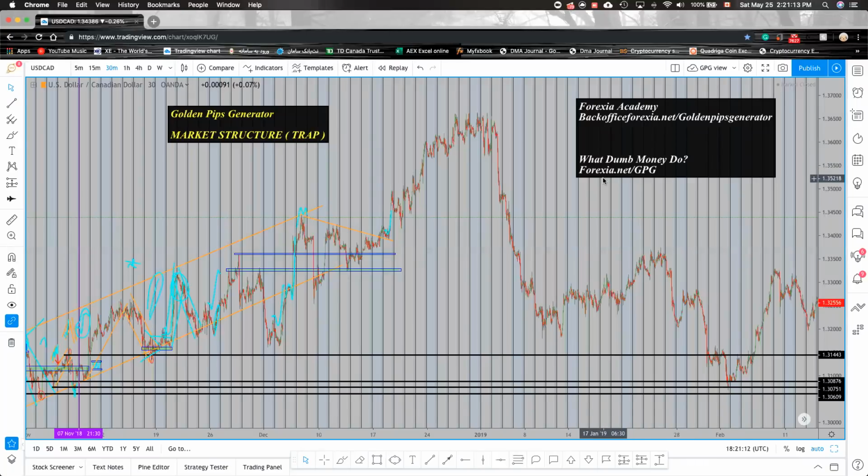Backtest this lesson. If you have any question, let me know in the chat. I'll be happy to help you guys understand these things more and more. Stop giving away your money. If you don't know this stuff, I highly suggest you do not trade if you don't know this.